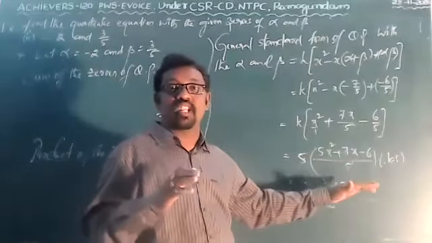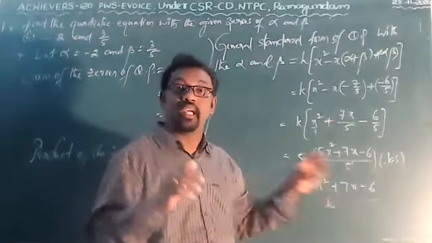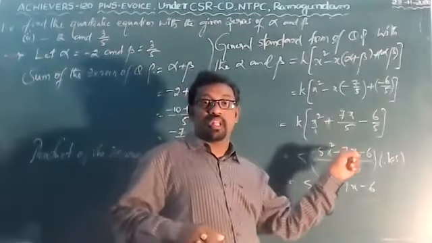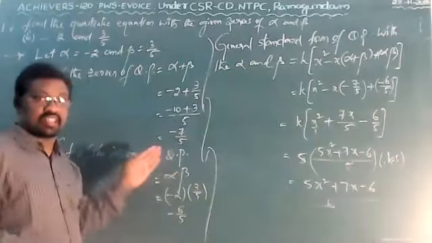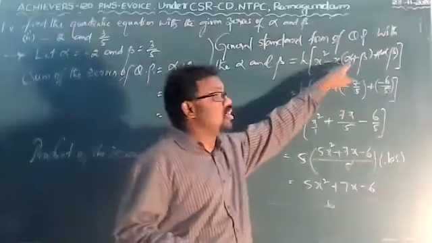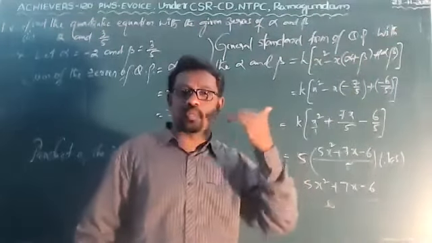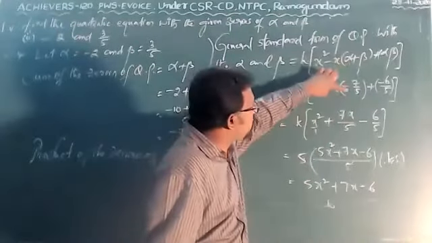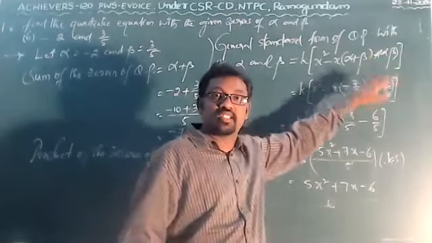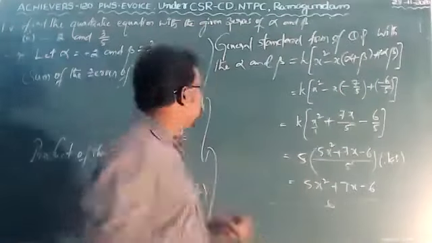In exercise number 3.3, the second question is directly this one. In the third question, he will give alpha and beta. In the second question, the sum of the zeros and product of the zeros are given directly, so you have to substitute those values. In some other places, only the zeros he will give like this. Once again, we will see.